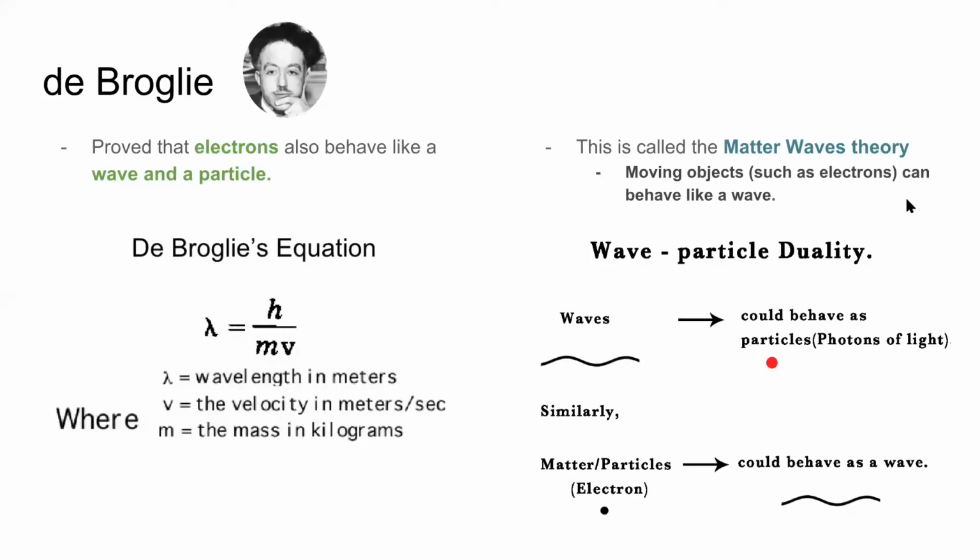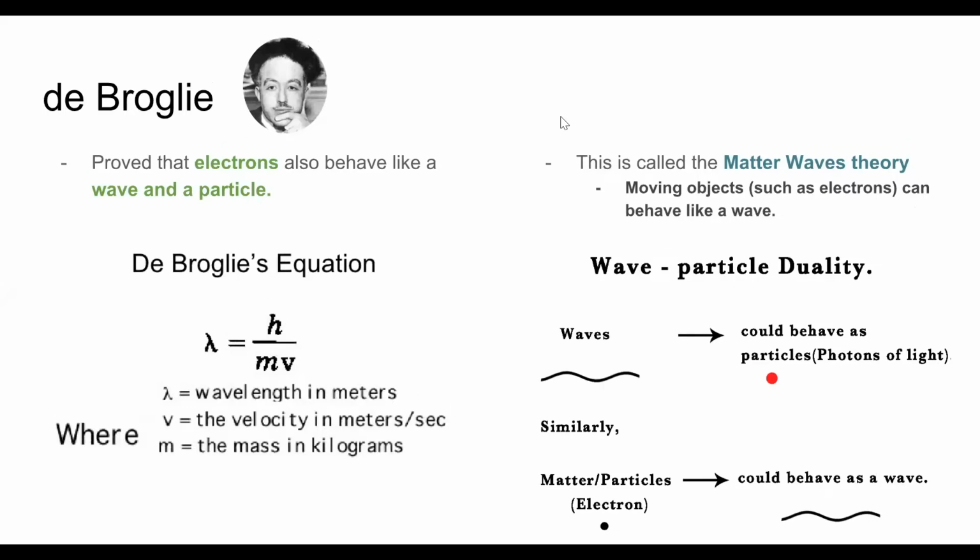Oh, all right. So the next one is de Broglie. What de Broglie proved is that electrons also have a wavelength like a particle, which made the equation lambda is equal to h divided by the mass times the velocity. And of course, wavelength is calculated in meters, velocity is meters per second, and the mass is in kilograms. But this also related to the matter waves theory, where moving objects such as electrons can behave like a wave.